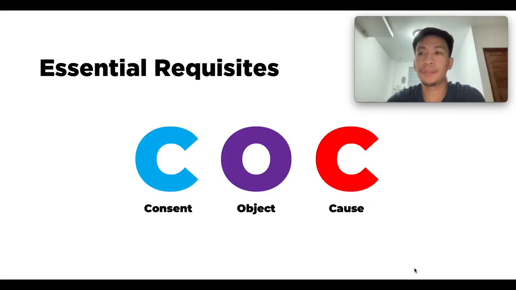So in defining contracts, we need to look at yung essential requisites nito. What are these essential requisites? Ito yung tatlong mga dapat nating tignan in order to consider whether something is a contract or not.